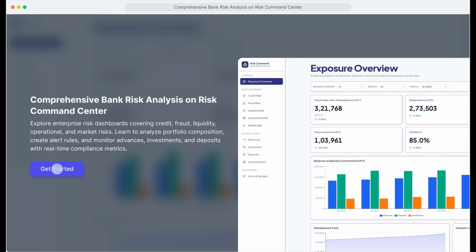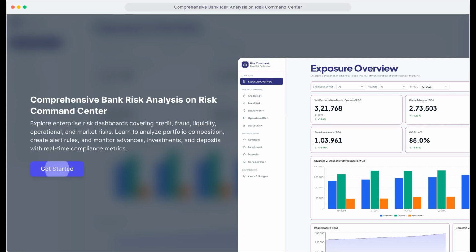Let's walk through the Enterprise Risk Command Center. This dashboard brings together the bank's key risk indicators into a single executive view. Instead of reviewing exposure, credit, fraud, liquidity, operational, and market risk through separate reports, users can monitor the bank's overall risk posture from one place.